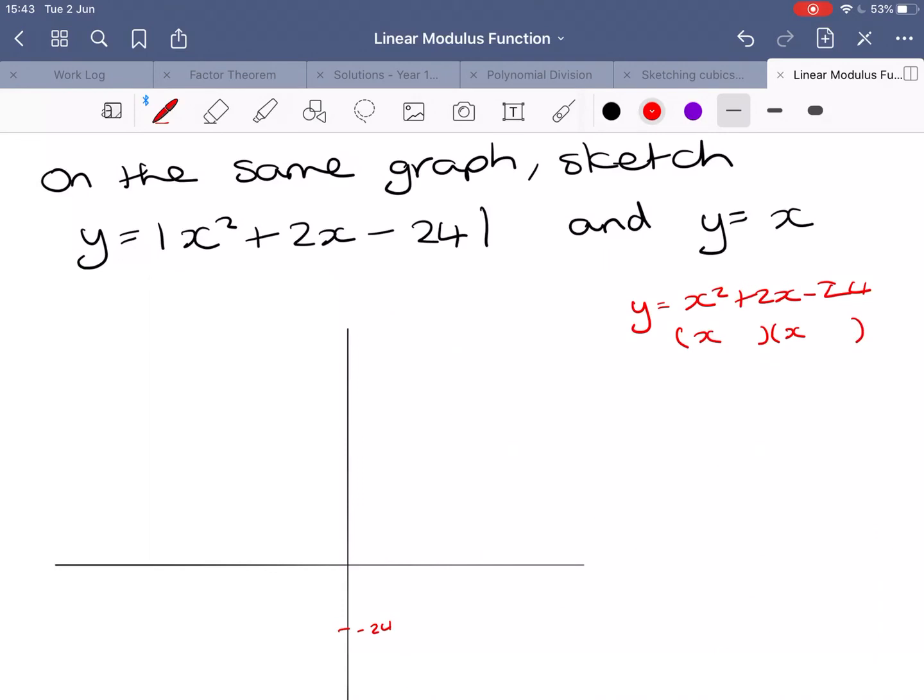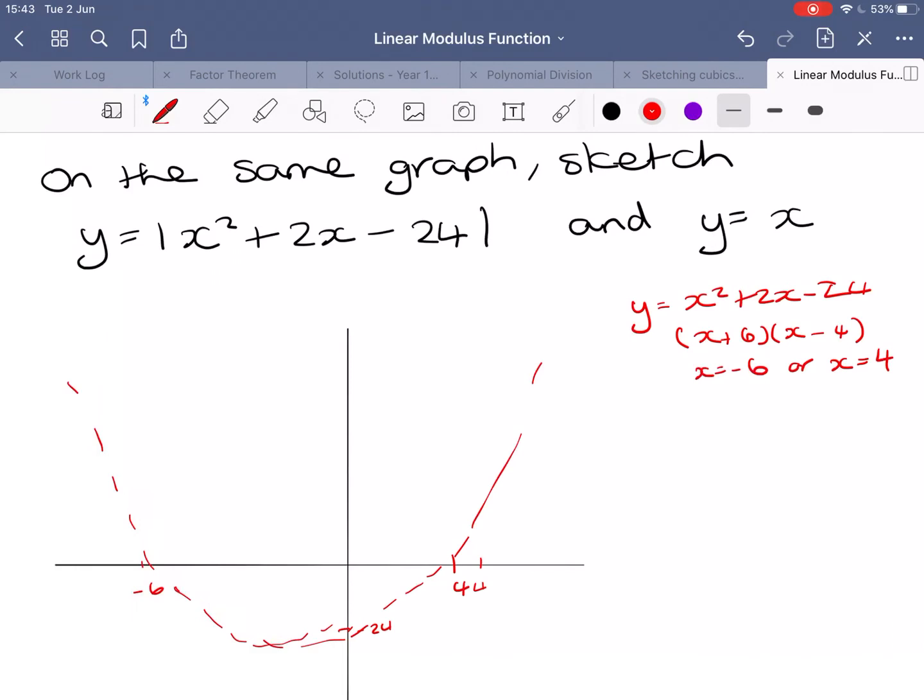So I need two numbers to multiply to make minus 24, add to make 2. So it's going to be minus 4 and plus 6. So x is minus 6 or x equals 4. So with my dotted line, it's going to cross at minus 6 and 4. I'm never very good at drawing these on these iPads, but my quadratic would look something like that.